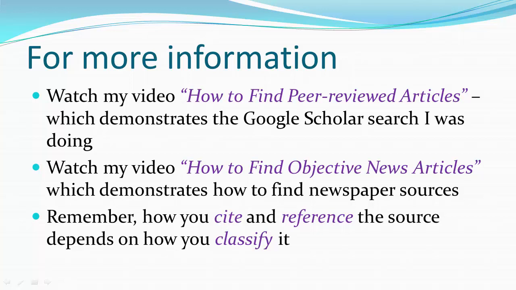And so the point I wanted to make with that last demonstration is how you classify a source changes how you reference it. So if you think you have a newspaper article, in the reference you're going to put the exact date it was published. But if you're wrong and you really have a journal article, then you're doing it wrong because journal articles don't have the exact date. So that's why classifying your source is so important to getting your APA reference right.